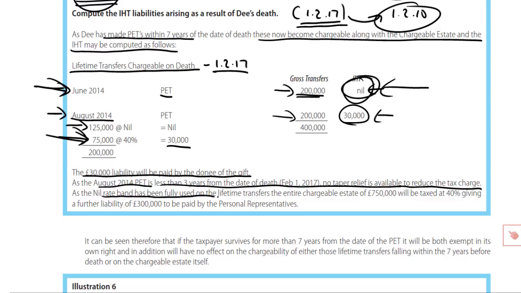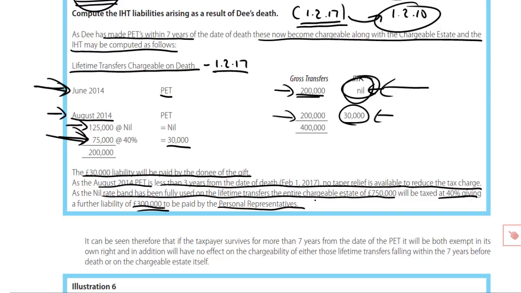As the nil rate band has been fully used on the lifetime transfers, the entire chargeable estate of 750 is now pushed out of the nil rate band and up into the 40% band, giving a further liability of 300,000. 40% of 750 is 300,000, this time to be paid by the personal representatives. So any tax payable on PETs is both paid by and borne by the individual donee.